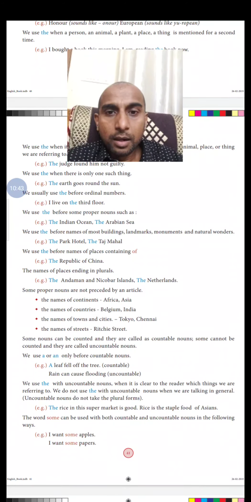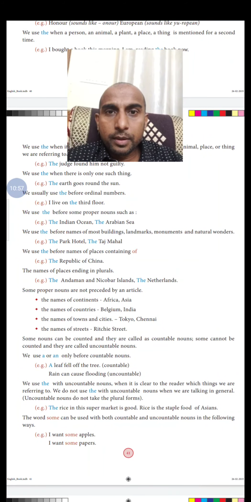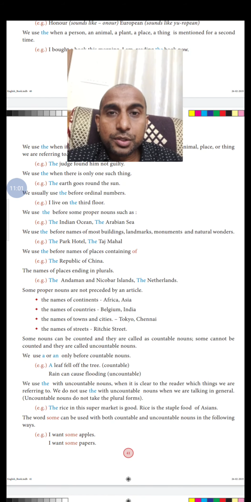Only India, Belgium, etc. And names of some towns and cities like Tokyo, Chennai, or Ooty, etc. And names of some streets also. Most of the streets you use the before those proper nouns, but in some streets, like Richie Street, you don't use the.